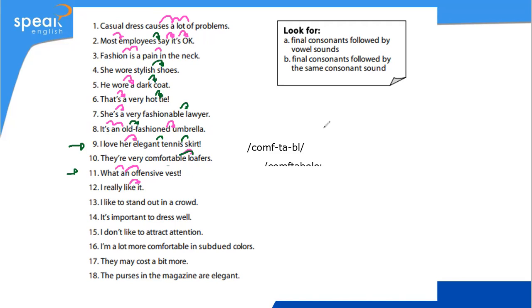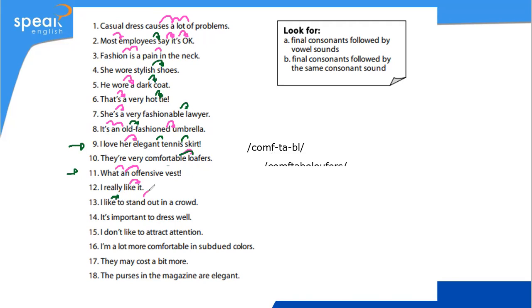Very good. 13. Where do we link sounds in 13? Where do we have a similar sound? Where do we have an unreleased sound in number 13? Like to? Exactly. There we have an unreleased sound. So we're just going to say like to. And then where do we connect consonant plus vowel? Stand out. Exactly. Stand out in a. Okay, how do we read it?